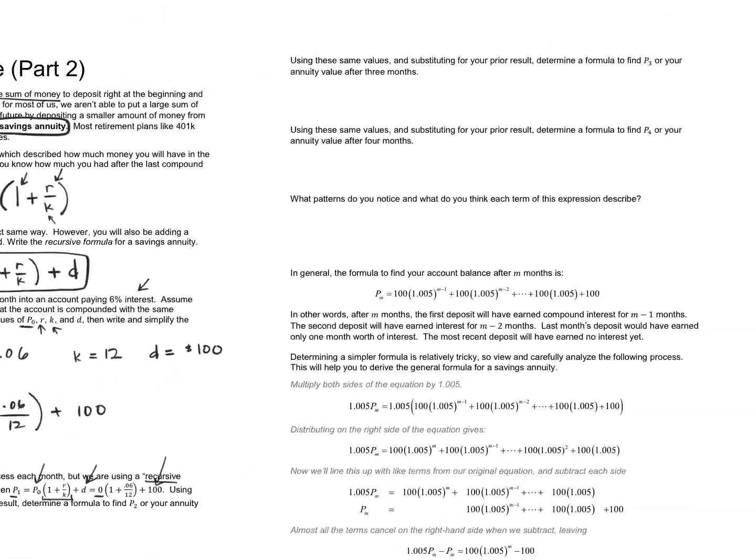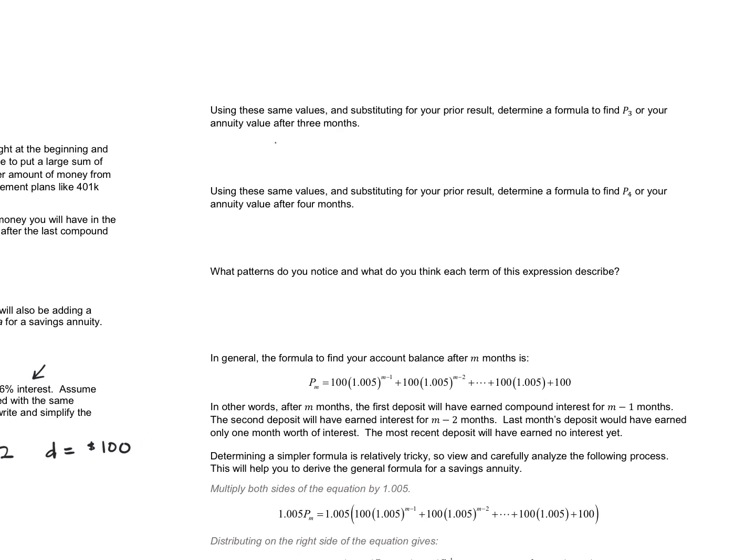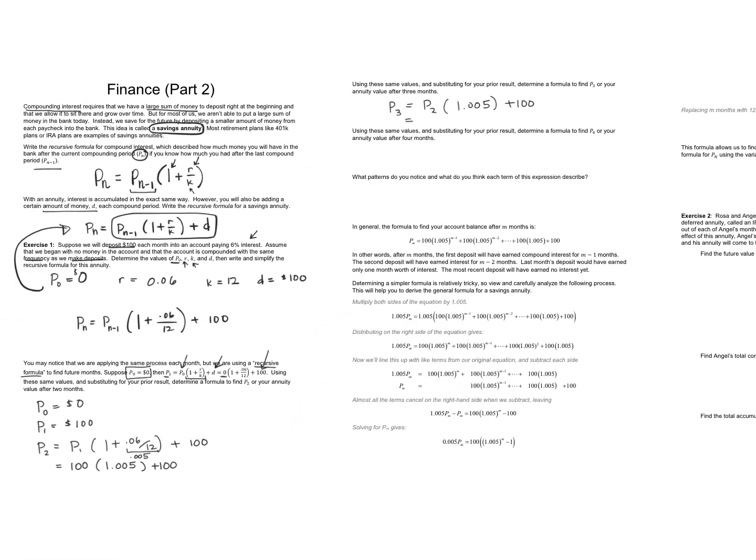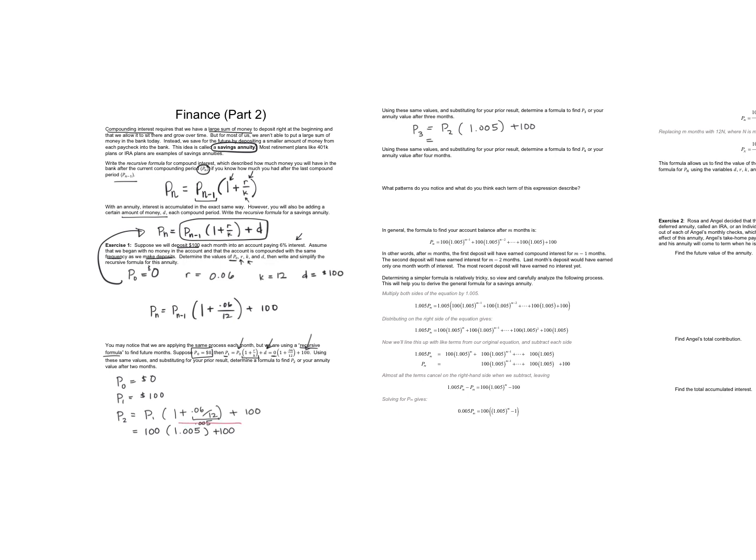So if we do that same thing again, but this time looking for P3, we'll say, well, P3 is P2 times that 1.005, if we simplify that, plus 100. But again, I'm going to rewrite P2, squeeze this in here. P2 was this right here. So we're going to have 100 times 1.005 plus 100. That's replacing the P2. And this is going to be all times 1.005 and then plus 100.